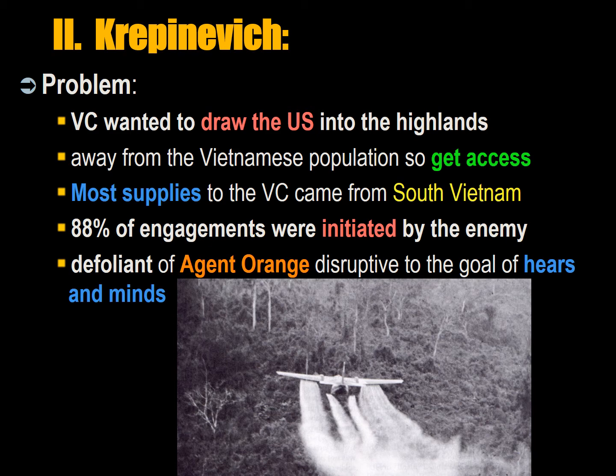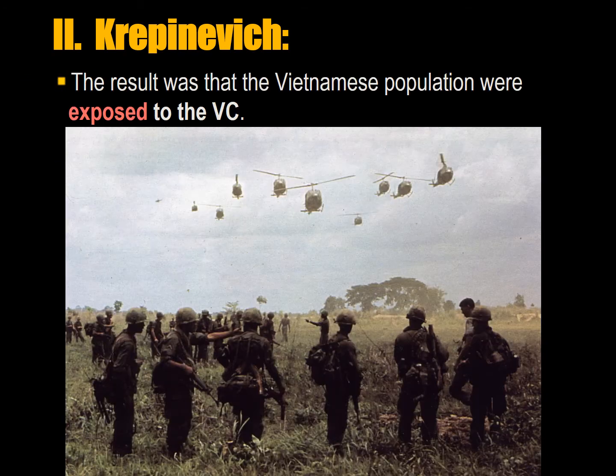In general, they avoided contact with U.S. forces when the U.S. forces were too disproportionately strong. The U.S. used, therefore, defoliant in the form of Agent Orange to clear away the jungles to make more visible the movement of the Viet Cong. But this disrupted their campaign of winning the hearts and minds and the support of the local Vietnamese population. The result was that the Vietnamese population was exposed to the Viet Cong, and either through intimidation or agreement, they were less supportive of the South Vietnamese government and the U.S.